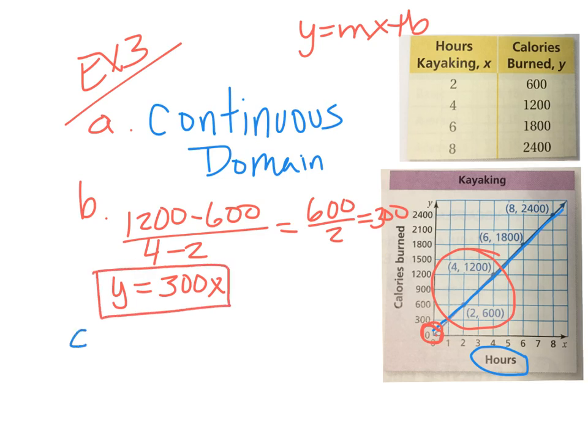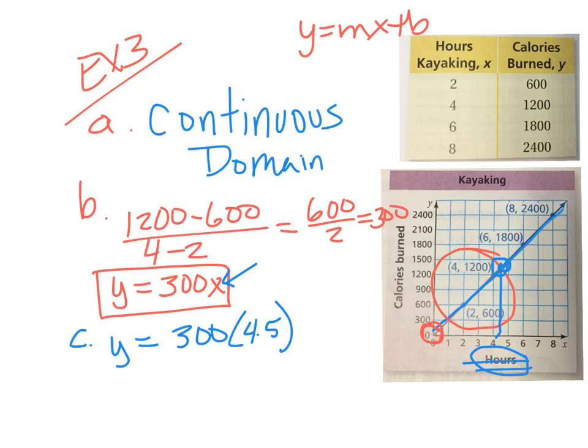All right, and then for C, it says how many calories do you burn in 4.5 hours? Okay, 4.5 hours, you can see the hours is the x line. So we're going to plug in 4.5 where that x is. So y equals 300 times 4.5. You could look on the graph and go up, but that's hard to figure. So let's do the math behind it, and that's a lot simpler than trying to guess on a graph line.